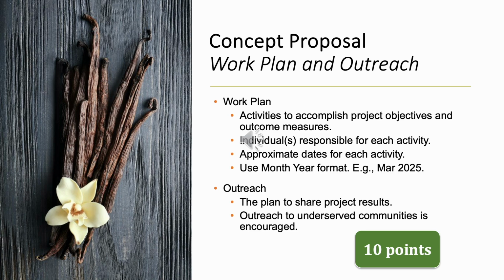The next section is about the project work plan and outreach. In the text box, describe the proposed plan to accomplish the project work. List the activities that will be conducted to ensure the project objectives and selected outcome measures can be achieved. The work plan should also indicate who will be responsible for each activity. Note that anyone who is designated to receive funding in the budget must be listed in the work plan.